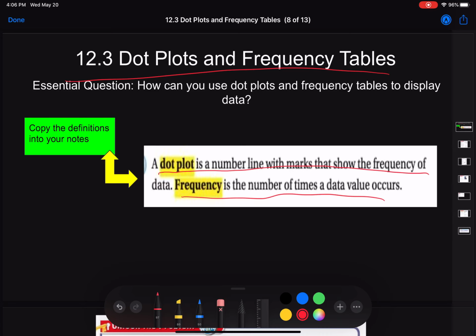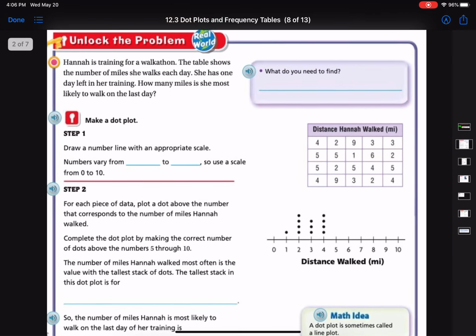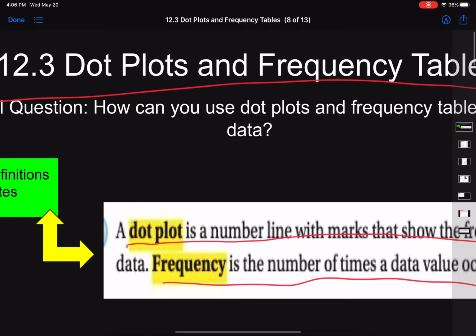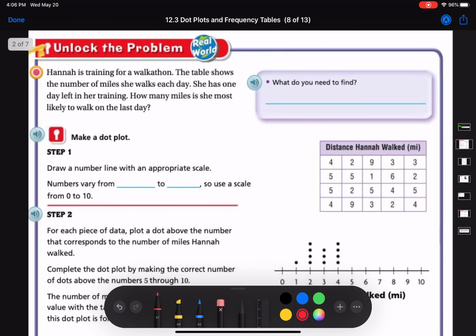So let's look at our first dot plot. All right, I'm going to kind of zoom in a little bit. Oops, not that much. Okay, so here's our first one. Hannah's training for a walkathon. The table shows the number of miles she walks each day. She has 1 day left in her training. How many miles is she most likely to walk on the last day?